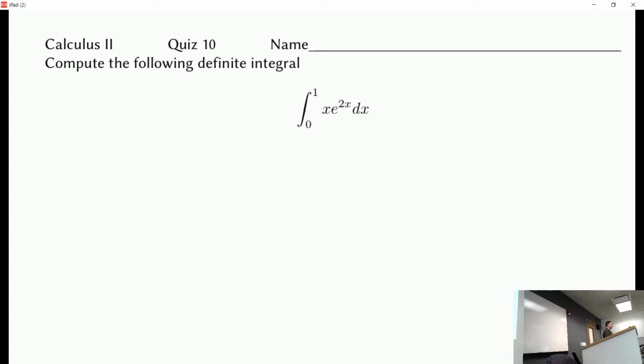Obviously, I don't want you to punch this into your calculator, except to check your work if you really want to. But you do it by hand. Show me you know integration by parts, basically.